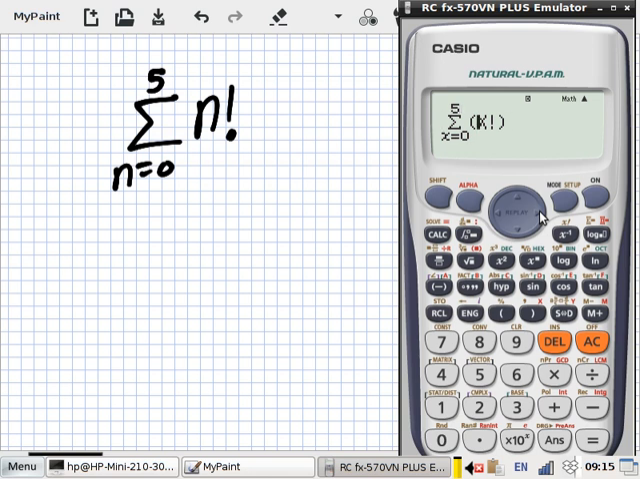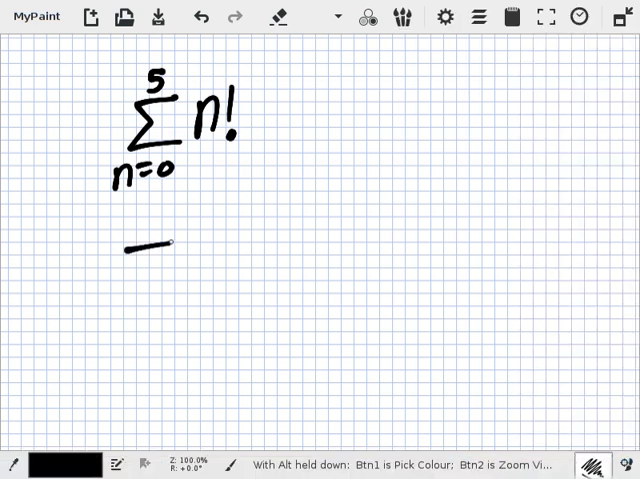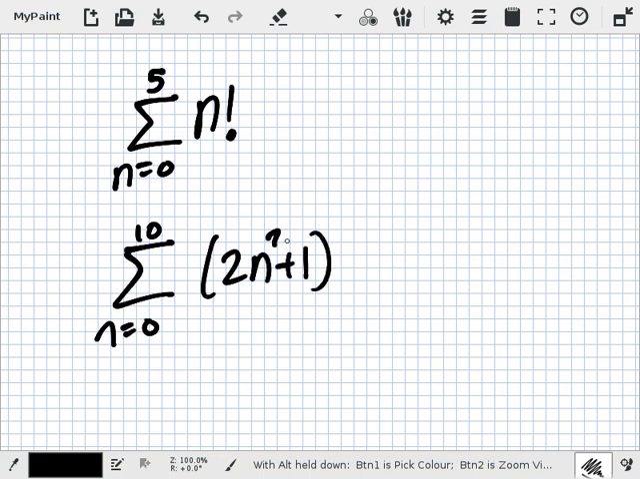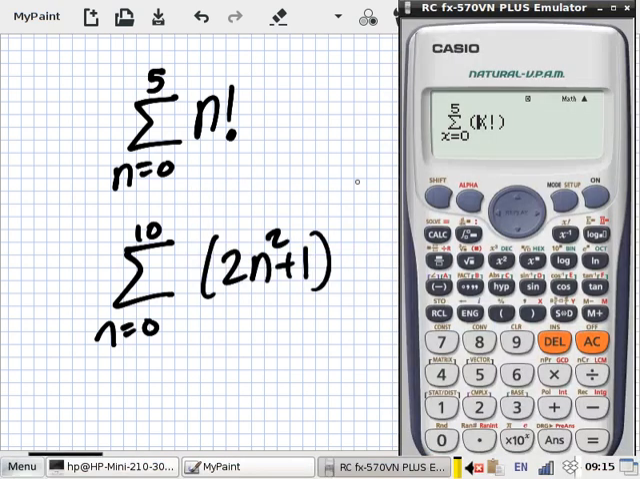Would this apply to even things more complicated, like x to the 4 plus 1 or something like that? Yeah, you could. So for example, if you had 0 to 10, let's say 2n plus 1. Or even 2n squared plus 1. Yeah, that works too. So I'll just have to change it a little bit. This is now a 10. This is a 2 squared. 781.